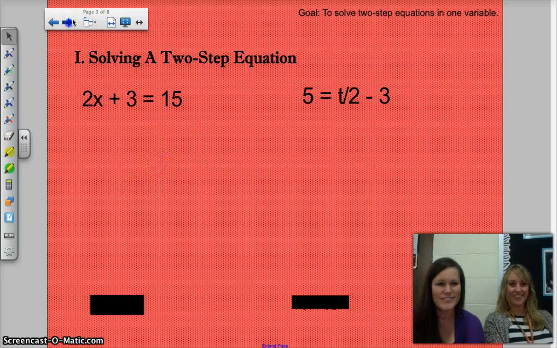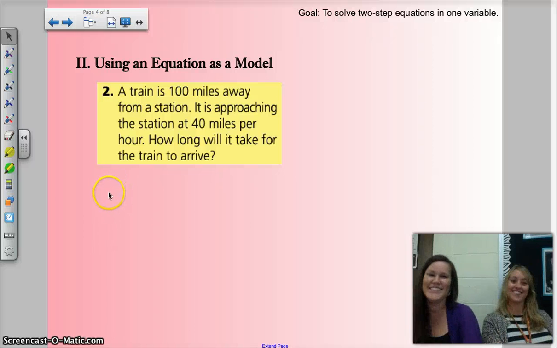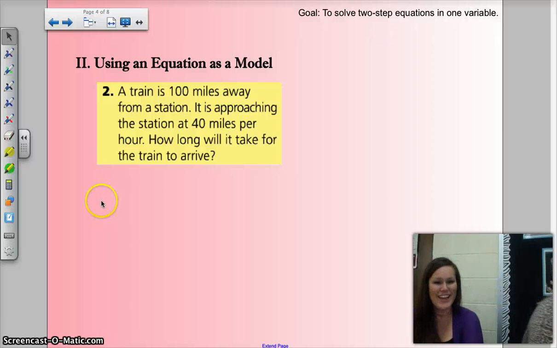All done. Okay, we're here, teachers. You are lucky ducks. We've got everything under control. Don't worry about it. All right, number 2, using an equation as a model.